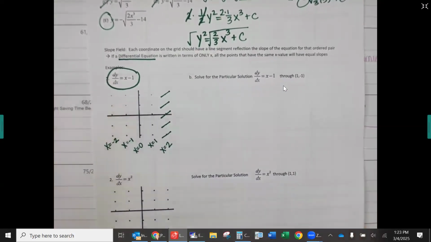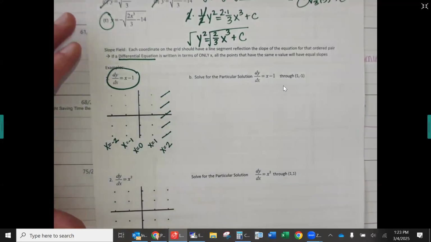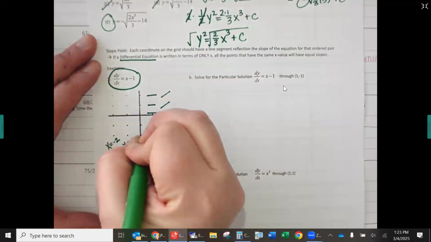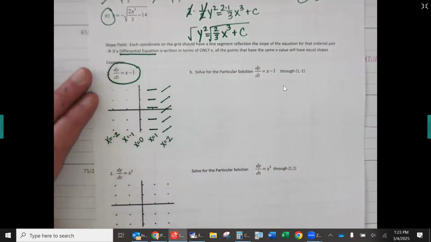Okay, now we're going to scoot over, and we're going to plug in what x value for this column? 1. What is 1 minus 1? 0. And what does a 0 slope look like? Flat or horizontal. So draw in flats all the way down that column.